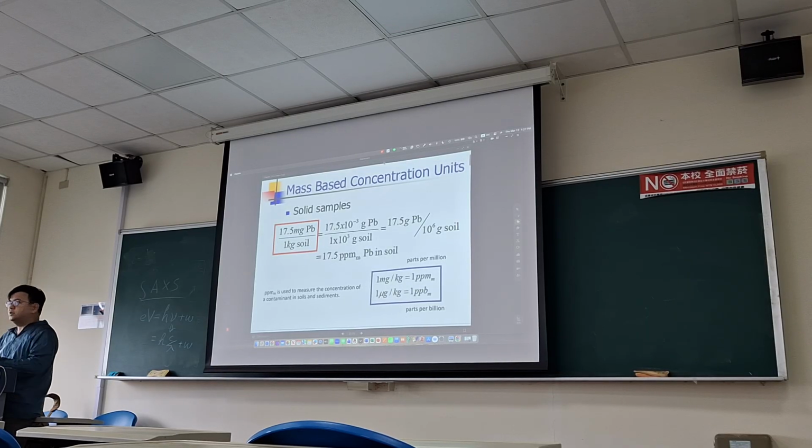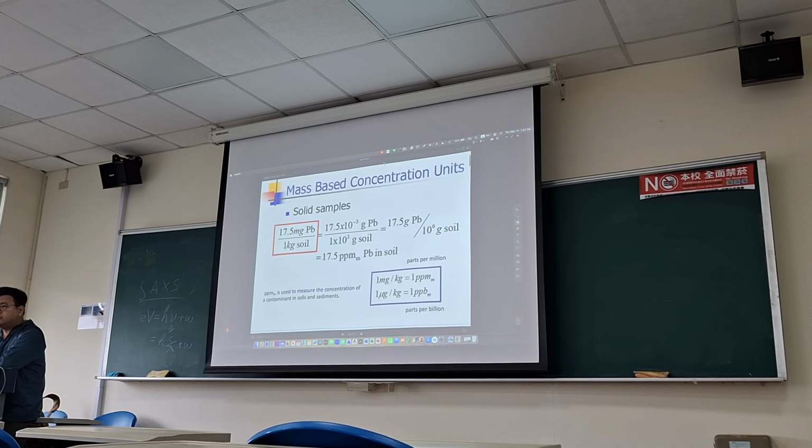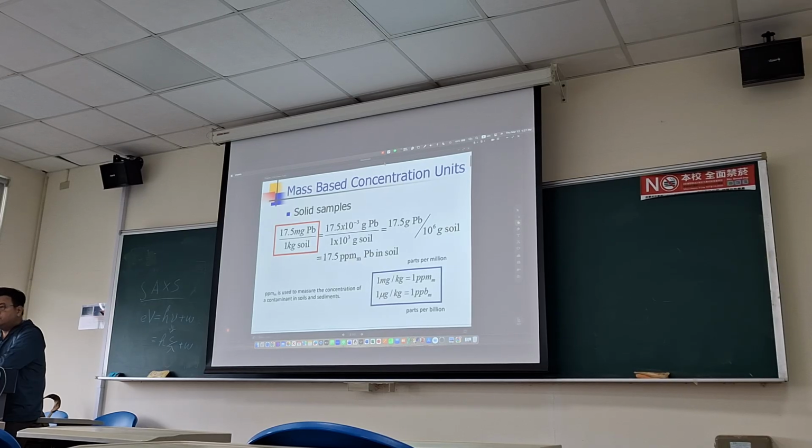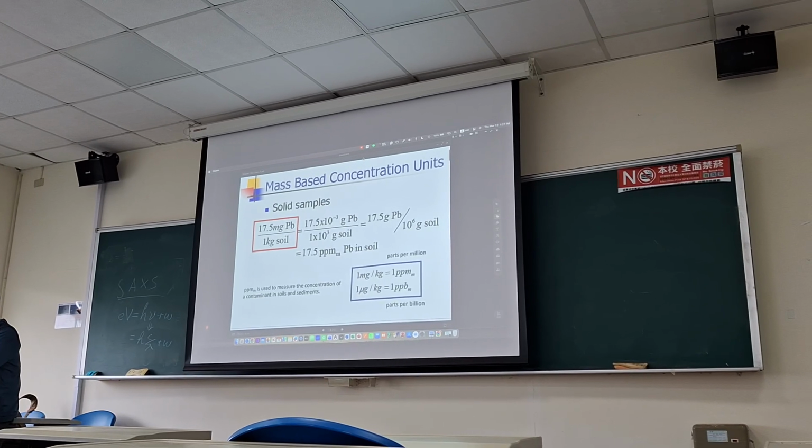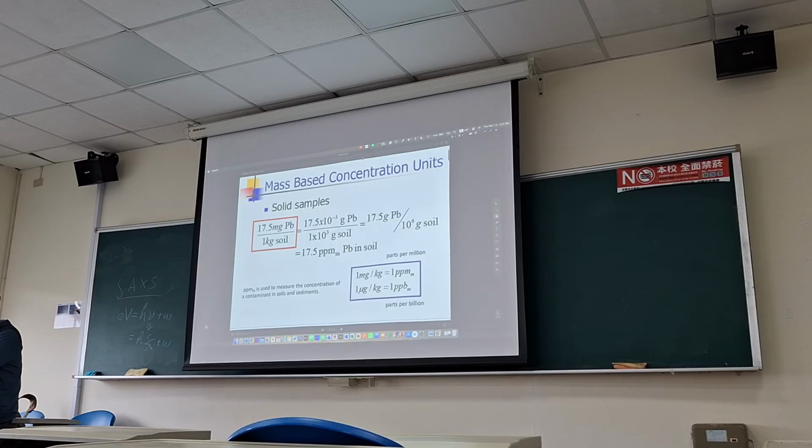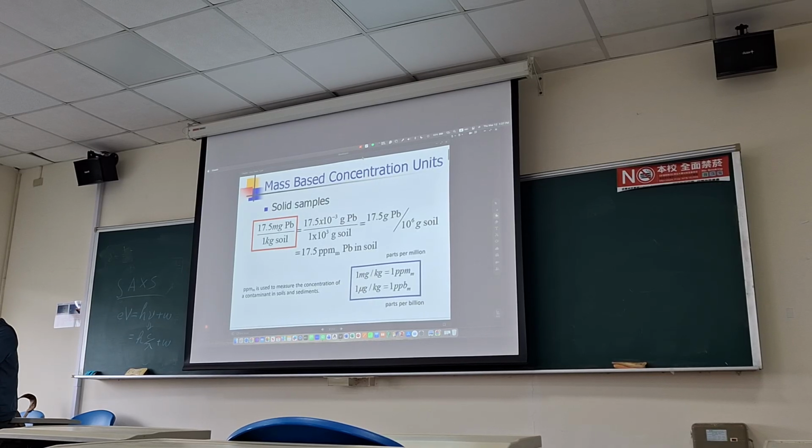Okay, first of all, because we know that environmental contaminants are often present at very small concentrations, what we are going to learn is how to convert a large scale into the small scale, but the value will be the same. Okay? So, for example, like this one.